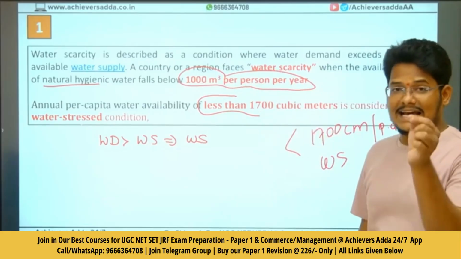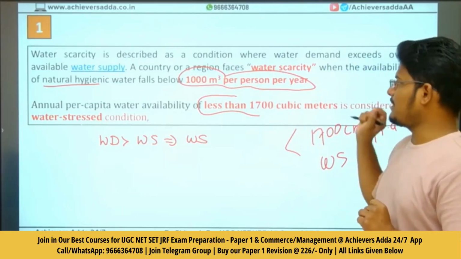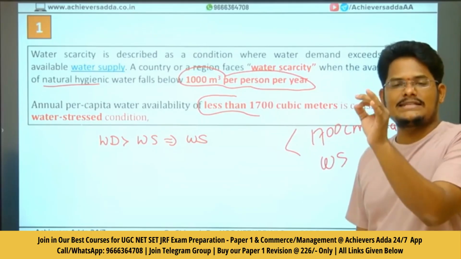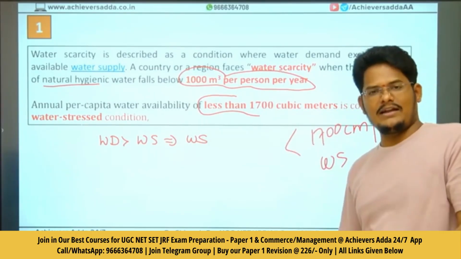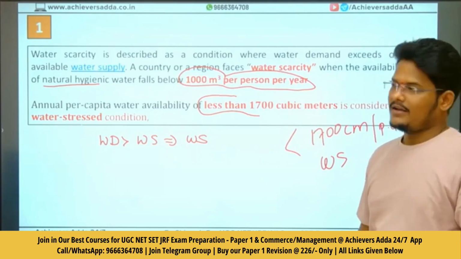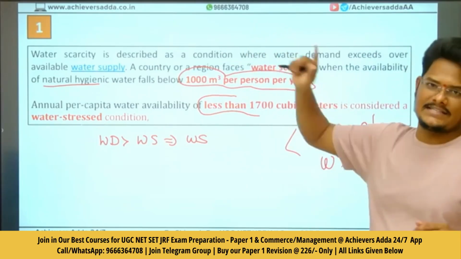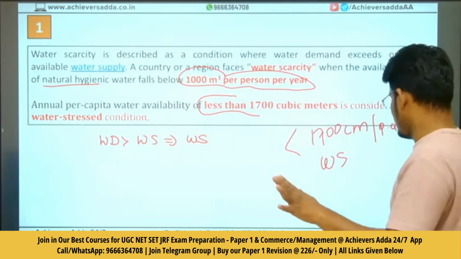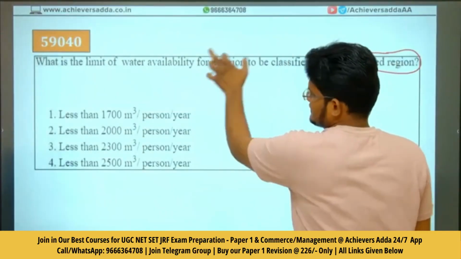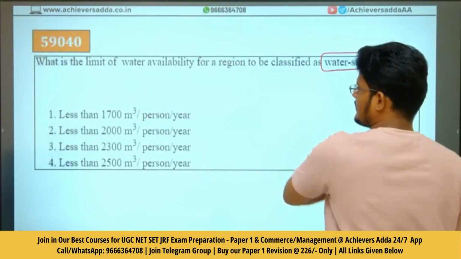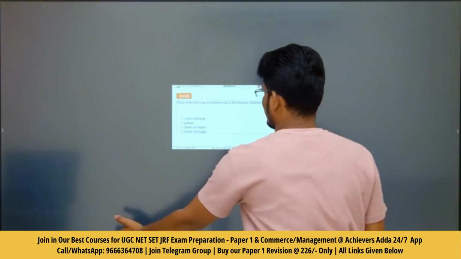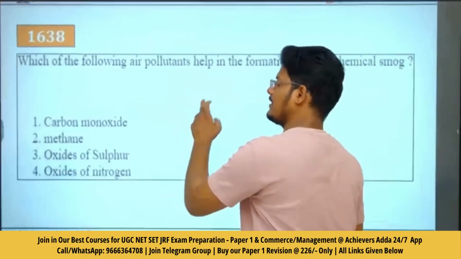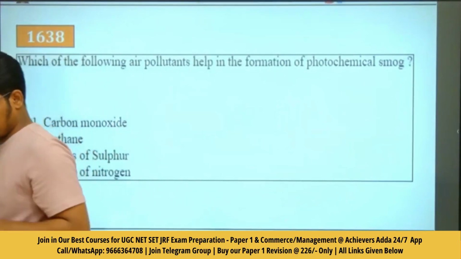When water scarcity, per person per year less than 1000 meter cube water is being supplied, where the demand is more as compared to the supply, then we can say that is a water scarcity situation. Two things. The question is about water stress, that is less than 1700 per person per year. Right? In the upcoming shift, it will come. In the December shift, it will come. You will realize at that time.